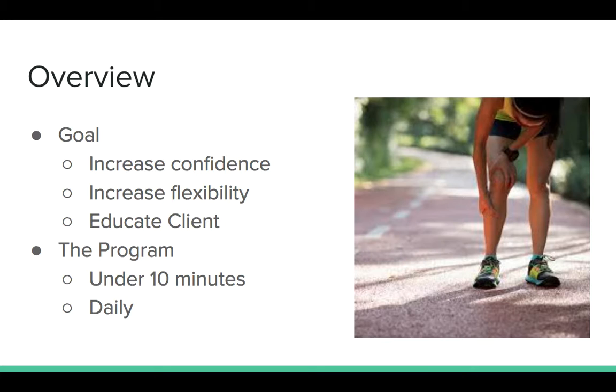The entirety of the program takes less than 10 minutes to do, and my goal is to have him do it daily for the next 2 weeks and then decide if he wants to continue or not.